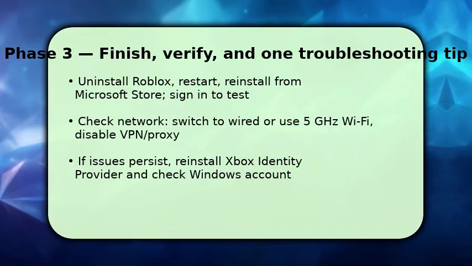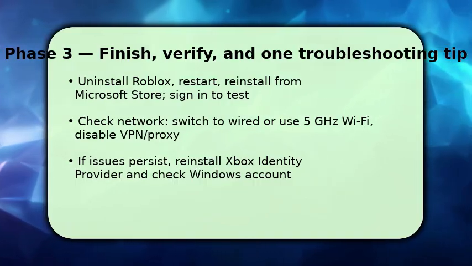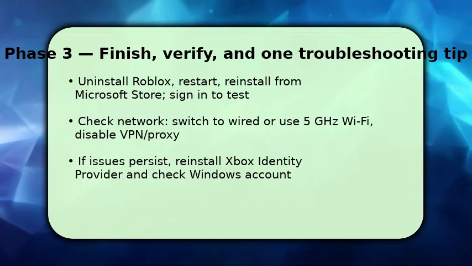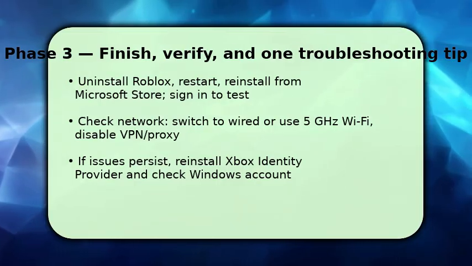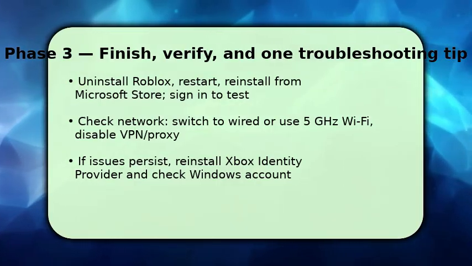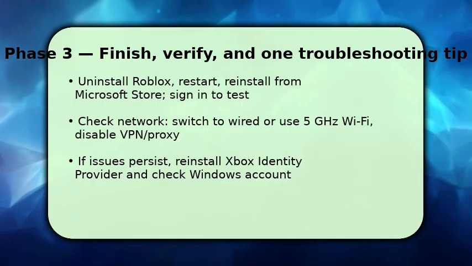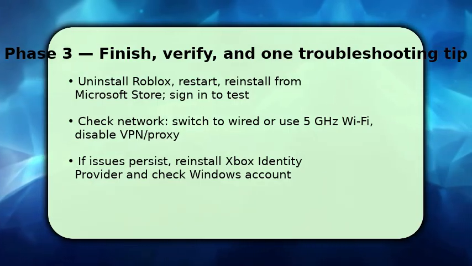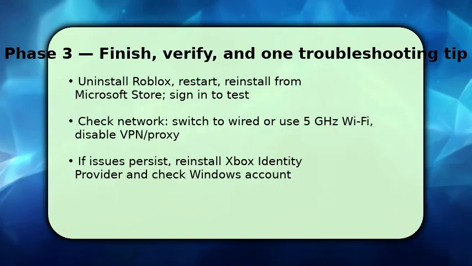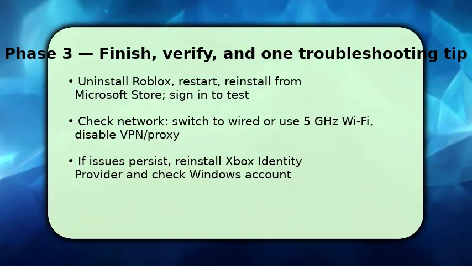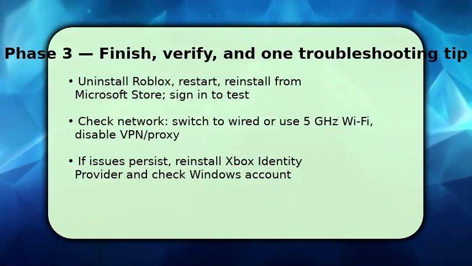Switch to wired or 5 GHz Wi-Fi and disable VPN or proxy, which often blocks game services. If problems persist, reinstall Xbox Identity Provider and confirm your Windows account is linked correctly. One key troubleshooting tip: if errors remain, capture the exact error code and run the store.